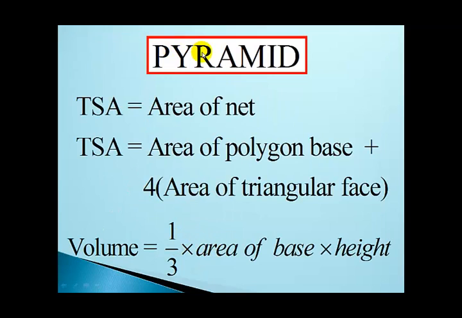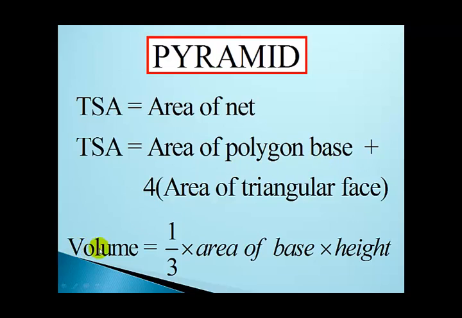Now, let's proceed. The total surface area of a pyramid is equal to the area of the net. So the total surface area is equal to the area of the polygon base, that is the area of the base, plus 4 times the area of the triangular face. Why are we multiplying by 4? Because the triangular faces are 4. So if we calculate the area of one triangular face, we multiply the answer by 4. Then we add it to the area of the polygon base and we have our answer.